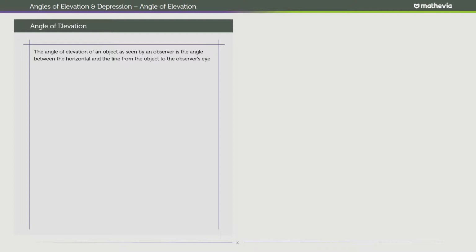Angle of elevation. Just think of it: when you talk about elevation, you talk about something going upwards. To understand this, it's mainly about sight and how we observe things. But let's try out an example here.